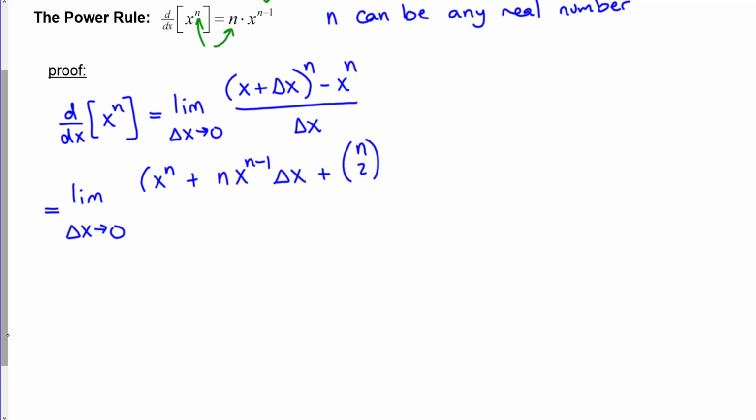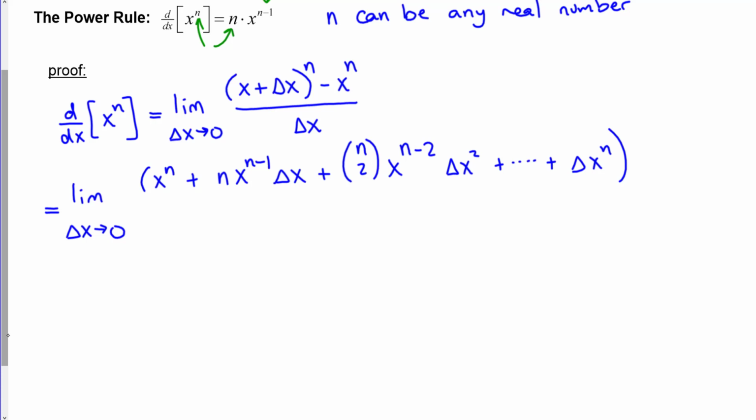But it's n choose 2 x to the n minus 2 times delta x squared. The next one is n choose 3 x to the n minus 3 times delta x cubed. And this process continues until you get to the last term, which is just simply delta x to the nth power. Okay, so that's the expansion of a binomial to some unknown power.